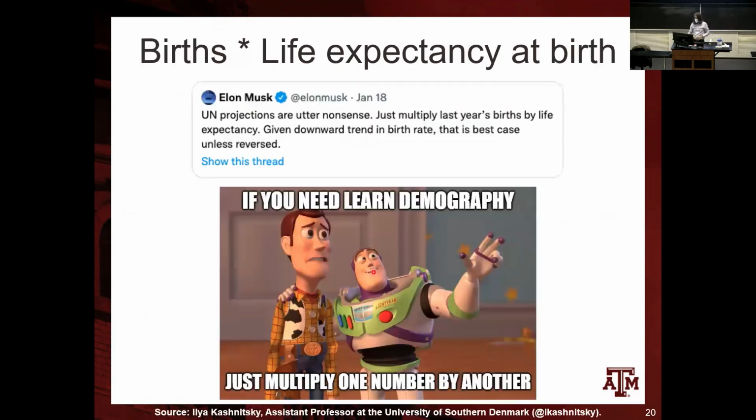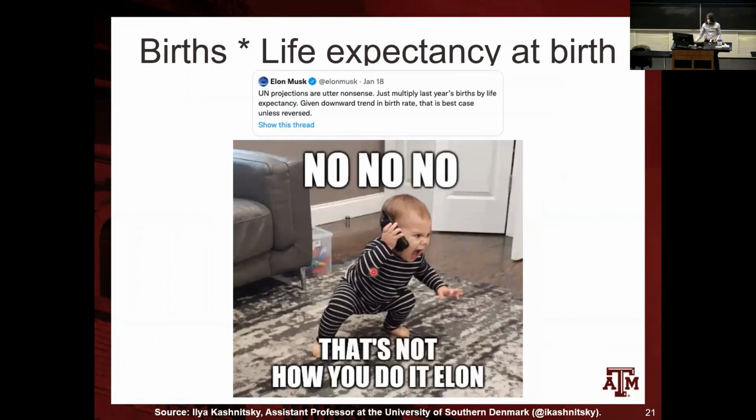So Elon Musk just tweeted this. You can download this and look at it a little, and I will go through this in the next class. But he pretty much was saying, oh, these UN projections that I just showed you in the previous slides are nonsense. There is something easier. Just multiply the life expectancy at birth by number of births. And demographers said, no, not so easy. It's not so easy to do it.